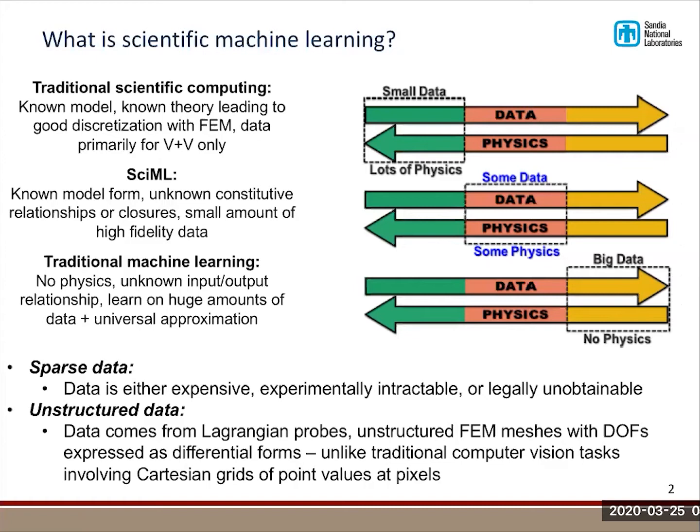Another challenge about scientific machine learning is that data is typically highly unstructured. Unlike traditional machine learning and computer vision tasks, where you have images where data consists of Cartesian grids of pixels, of point values, of color intensity, and so on, in scientific applications your data might come from an unstructured finite element mesh, for example. The samples might be represented as differential forms. For example, it might be the flux through faces of a mesh from a finite volumes simulation. And it also might come from Lagrangian probes, drifters that are flowing through a field and so on.